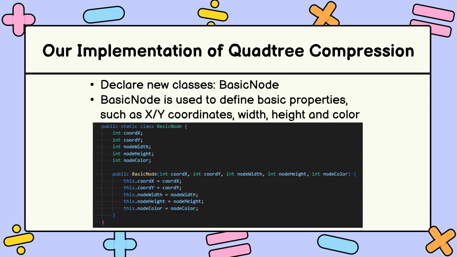After researching how quadtrees worked, we then made our own implementation of quadtree compression, which we will show you now. We declared some new classes, the first of which is basic node. We used basic node to define basic properties of the image to be stored, such as the node's x and y coordinate, width, height, and color.